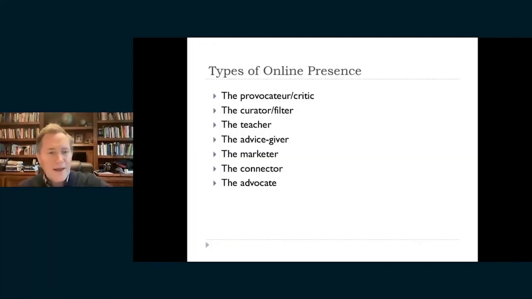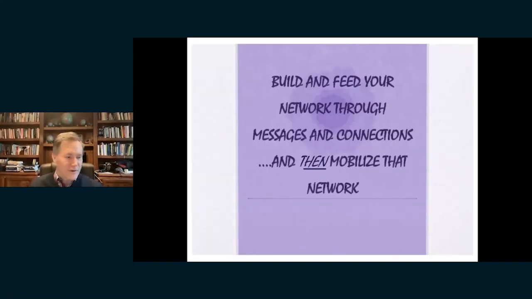Then you need to choose a voice, and there are a bunch of them. You can be your online presence if you want to develop your personal brand as an individual accounting professional. Think of going on LinkedIn. It could be as a critic or a provocateur. It could be as a curator, going out there and finding a lot of new information and then spreading that to your network, and they're finding value in that. You could be more like a teacher, telling people how things work. You can give advice. You could be a marketer. You can connect other people, or you can be an advocate. Choosing that voice and that online role is really going to be an individual decision, and it should be tied in with your network strategy as well.